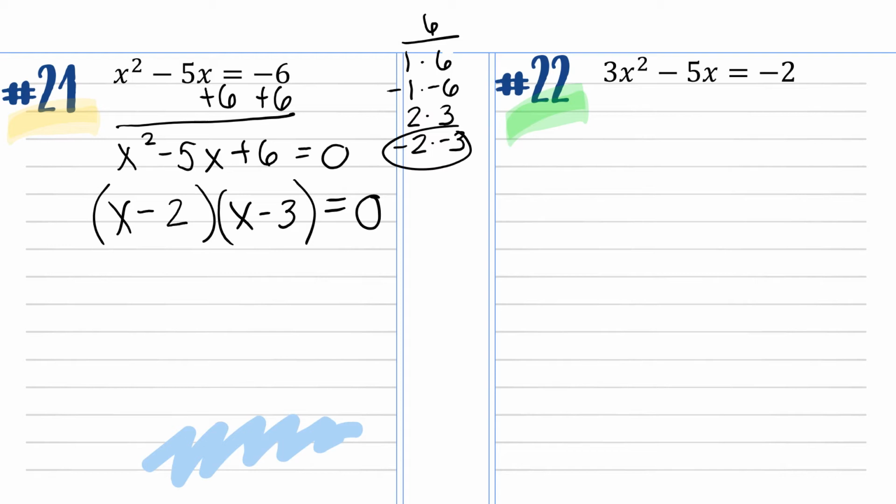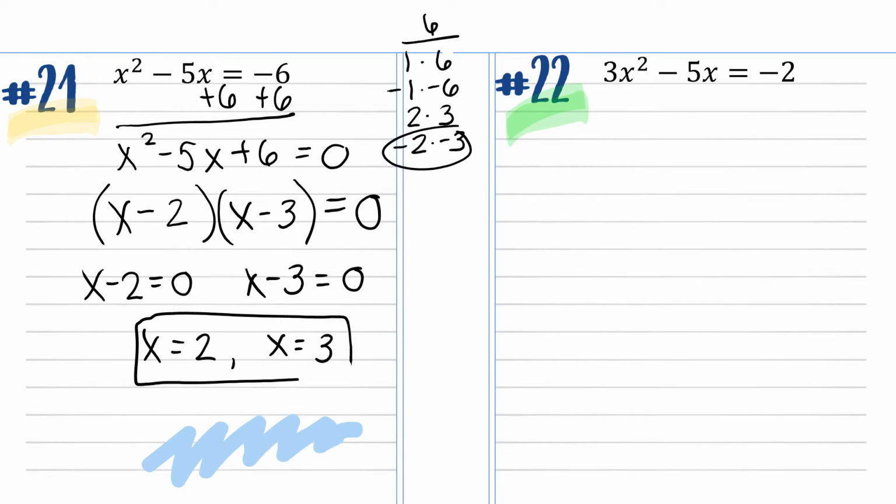Now we've factored this to be x minus 2, x minus 3. Zero product property says we can set each one equal to 0. X minus 2 equals 0, and x minus 3 equals 0. Solving both equations, we get x equals 2 and x equals 3.